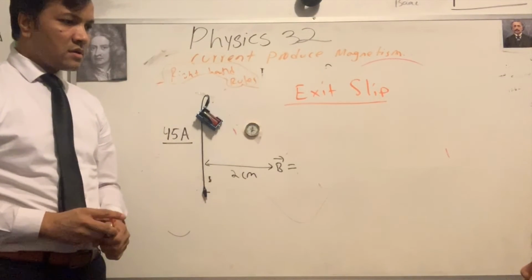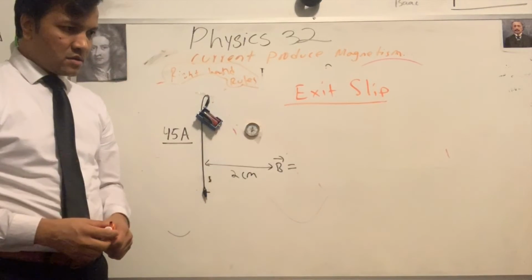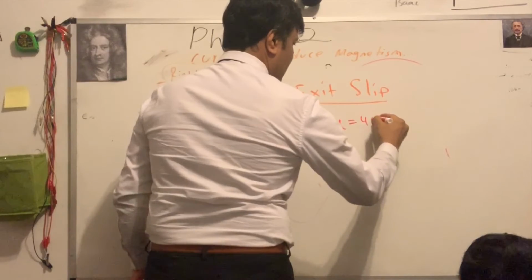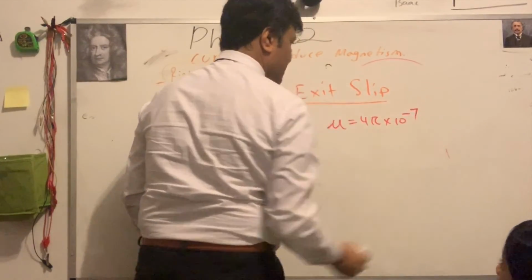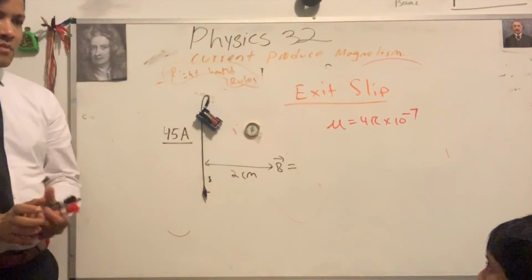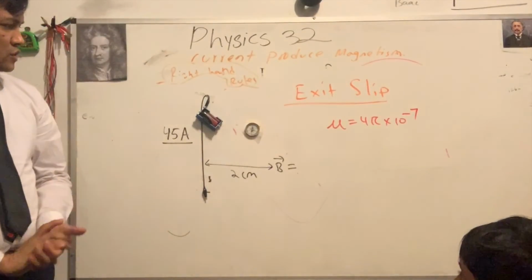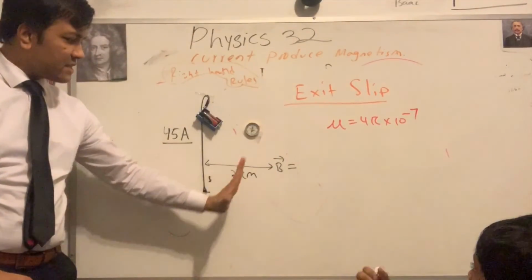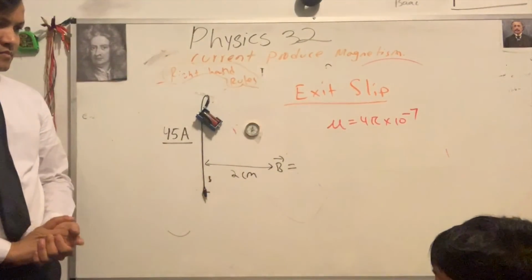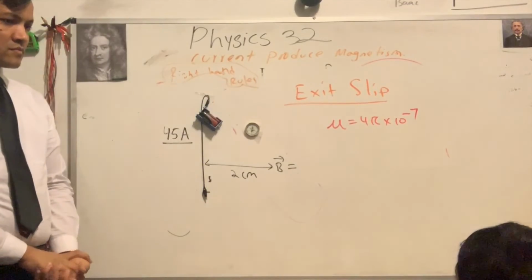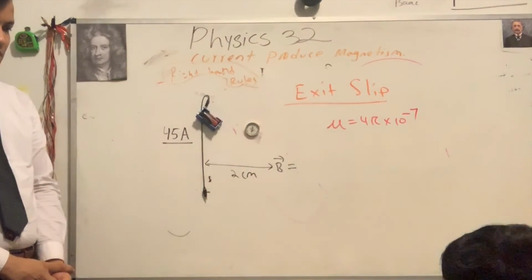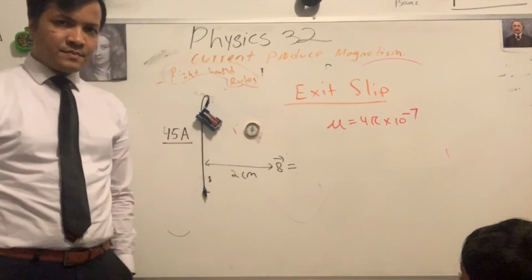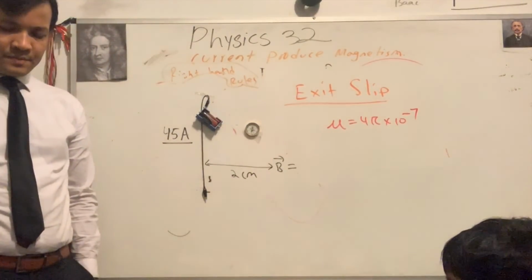I have a question. What is mu? Mu is 4 pi times 10 raised to negative 7. I want you to find the magnitude of the magnetic field, and I want you to find the direction. So 4 pi times 10 to the negative 7, times 45, over 2 pi, 0.02.